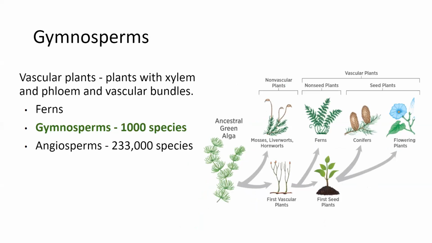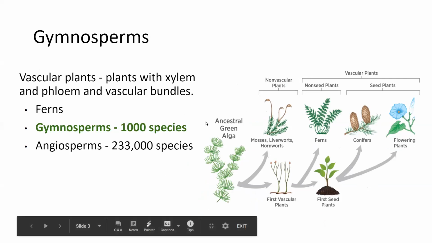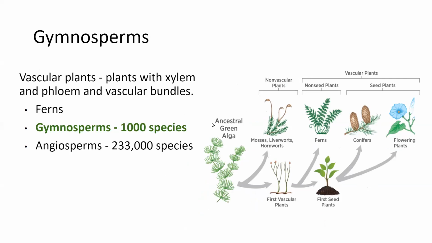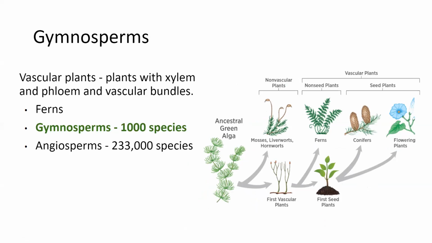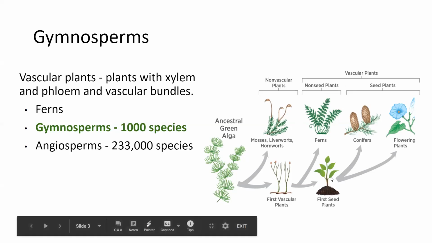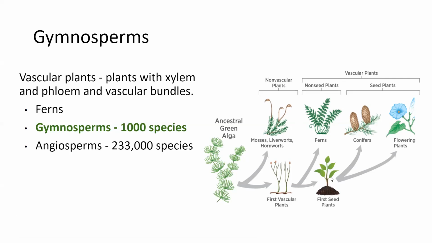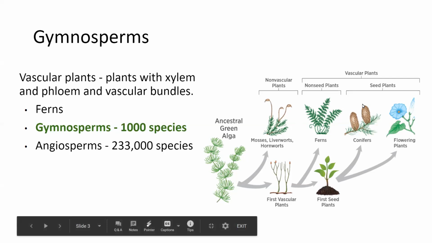So gymnosperms, what are they? They're vascular plants. So if you look at this sort of dendrogram on the right, you can see that all of these plants have arisen from an ancestral green alga. And then the most primitive of plants were the mosses and hornworts, and then from that we have a branch for first vascular plants. So the first plants that had vascular tissue, xylem and phloem. And so within that we have our ferns, but then we have first seed plants developing here. And then from there we develop into conifers, which are more primitive than flowering plants or angiosperms.